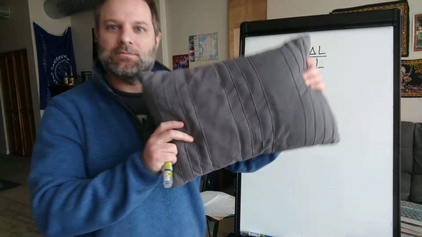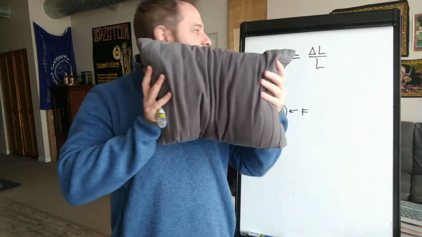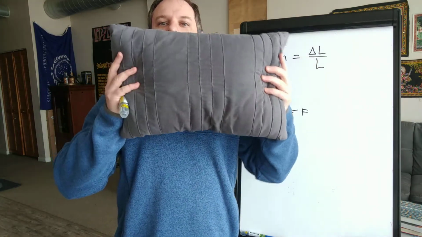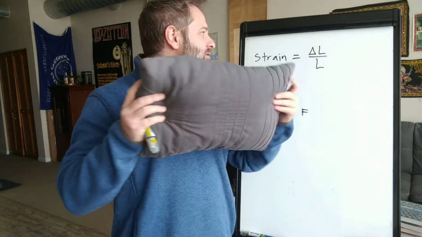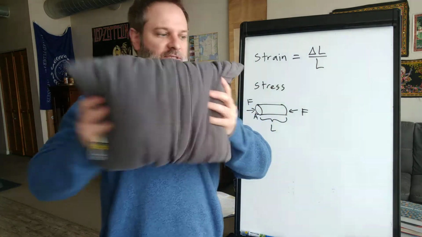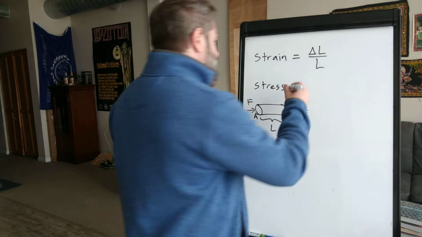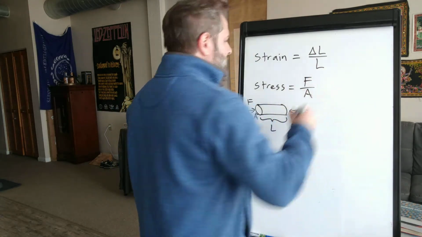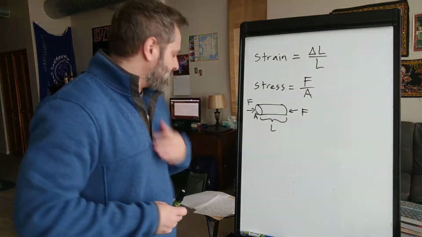So I got my pillow, right? I compress it, right? This object is taking a lot of strain because that total length is whatever it is, but then I'm able to compress it some significant fraction of its total length, right? It's undergoing a lot of strain because that delta L, the amount it changes, is quite large. The other definition is stress, which is how much force I'm applying over how much area, essentially the pressure that object is under.